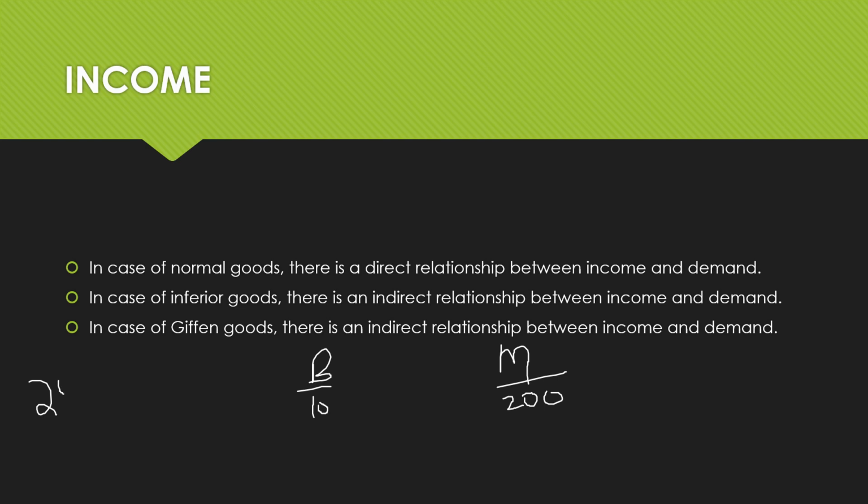This is my budget, right? This is my income. My income is 20 rupees. So when my income is 20 rupees, it is understood that I can't afford buying meat. So obviously I'll be relying more on bread, which is an inferior good in this case.